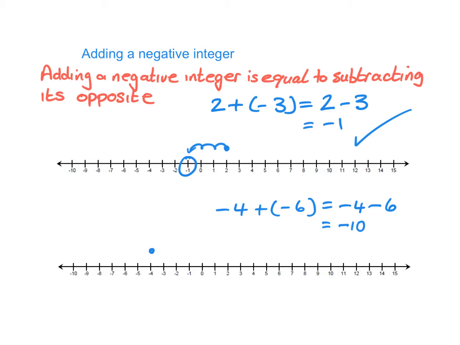Here we are at negative 4, and we have got to subtract another 6 from it. So we've actually got to go this way 6 more times. So 1, 2, 3, 4, 5, and 6 ends up at negative 10, and that is correct.